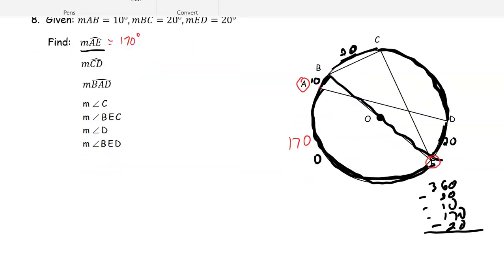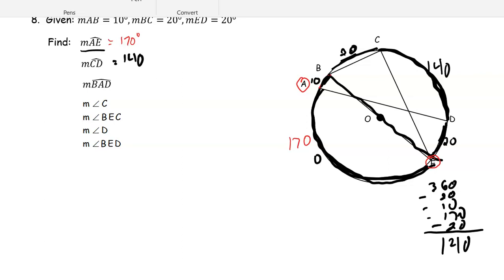Okay, so let me throw that in real quick. Minus 20 minus 10 minus... Hold on, using my phone, not real good with it. 360 minus 20 minus 10 minus 170 minus 20 should be 140. So this would have to equal 140.